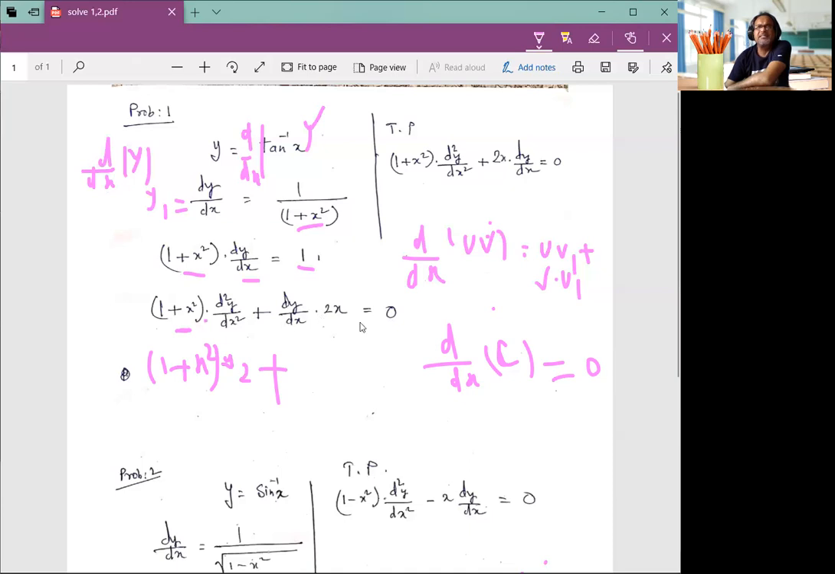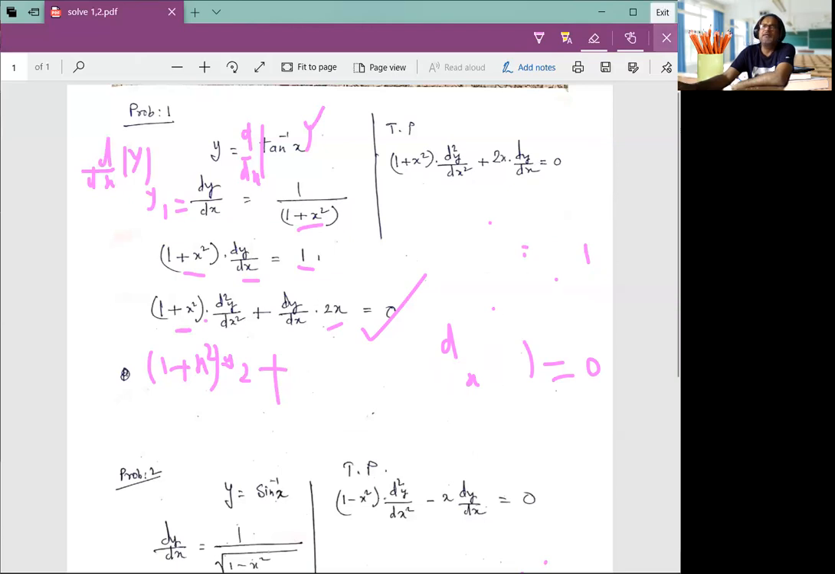Now look, this is nothing but the solution. What was the problem? 1 plus x square d2y/dx2 plus 2x multiplied by dy/dx is equal to 0. So this is your answer. So this is the first problem. Now I think you understand this. Now I will be moving to the second problem.